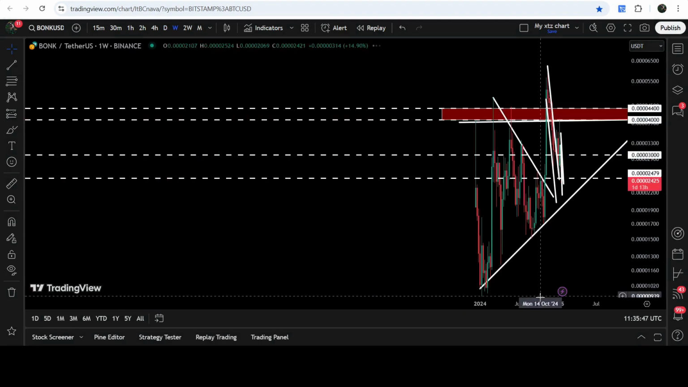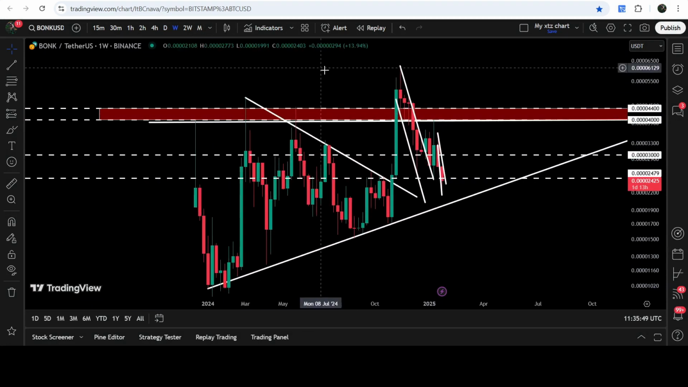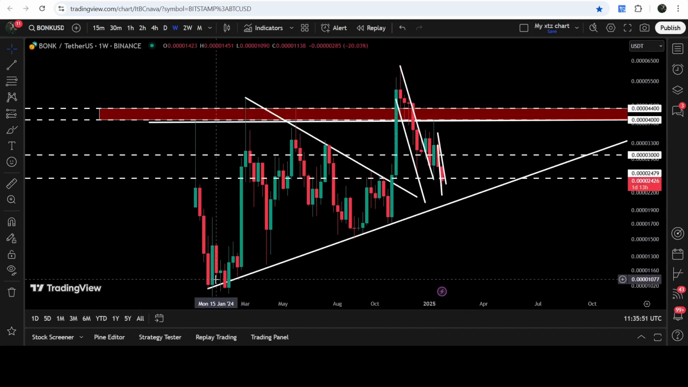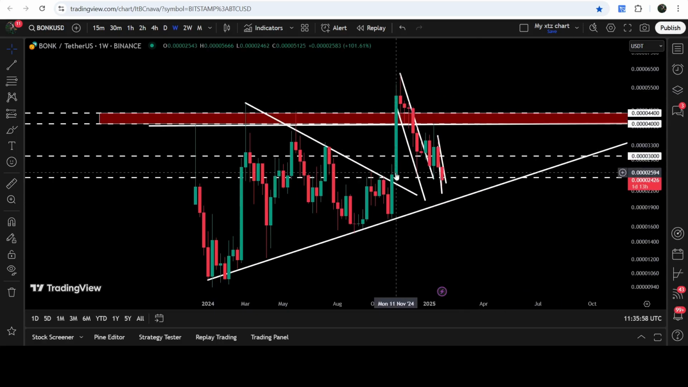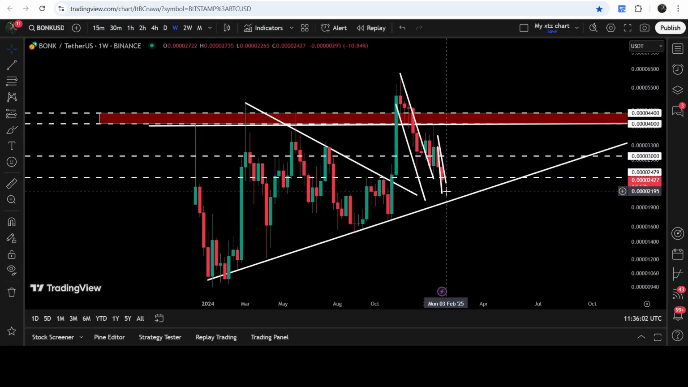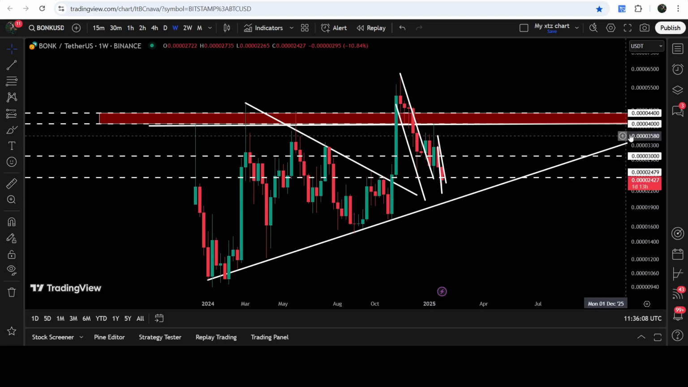Now, if you take a look at the weekly time frame chart, then here we had the formation of the big symmetrical triangle. And this uptrend line support of this triangle can still work as a very, very strong support for the price line. And if you are trading this breakout from this triangle, then you can also set your stop loss below this uptrend line support because it can work as a very strong and long-term bull run structure for Bonk.